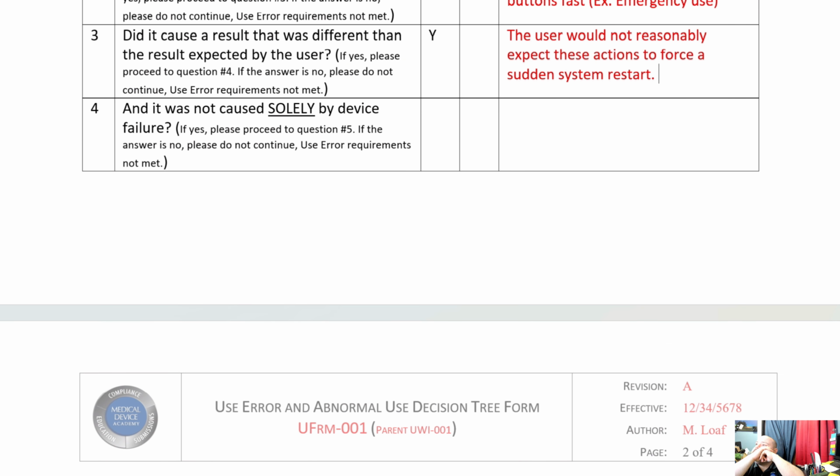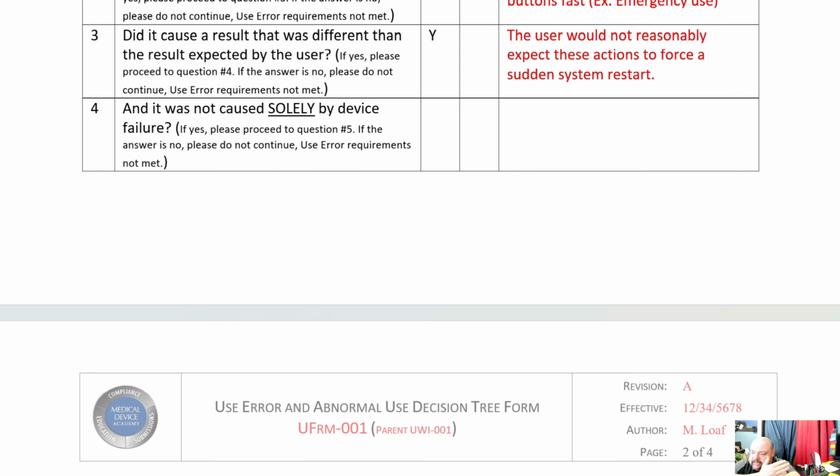Now, was this caused solely by device failure? And this is my big question mark. It's a machine. It takes its inputs and generates output. There's no human error involved in the function of a computer. There could be error in the programming. There could be error in user inputs. But the machine itself, it does what the machine does.